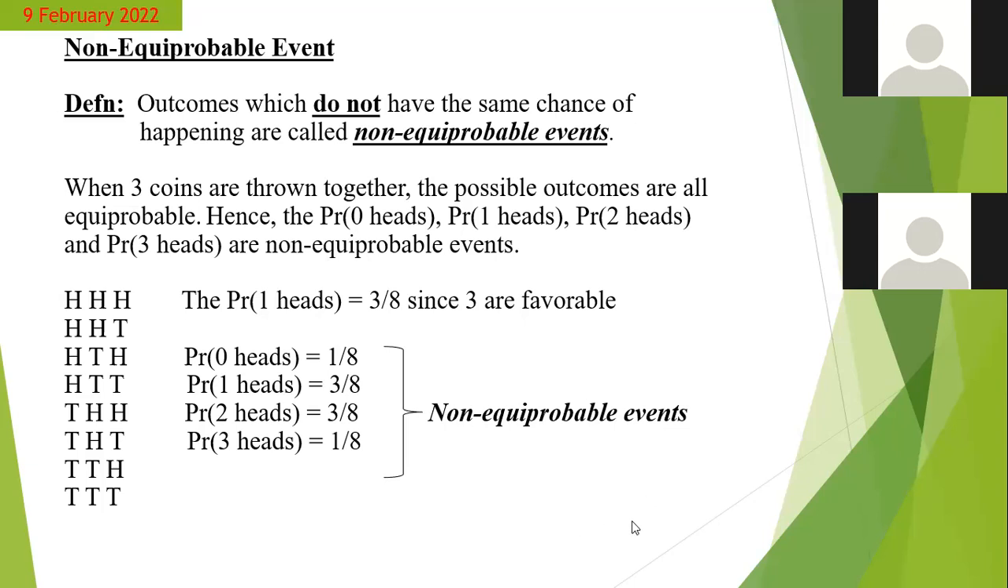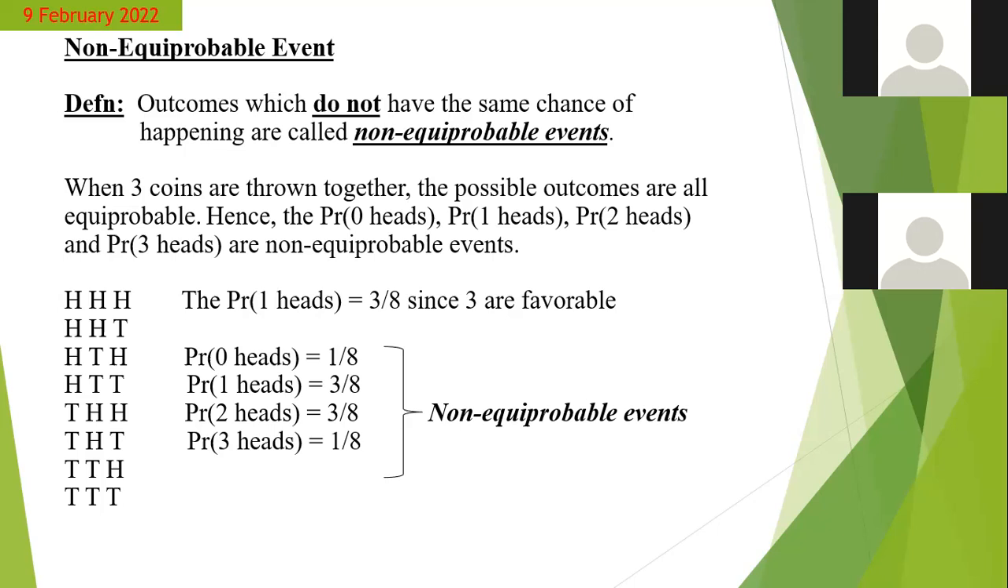Here we have what we call non-equiprobable events. Now remember, an equiprobable event is when you have the same chance of something happening. Now, for non-equiprobable events, outcomes which do not have the same chance of happening are called non-equiprobable events. Now, if we toss 3 coins together, the possible outcomes are all equiprobable.